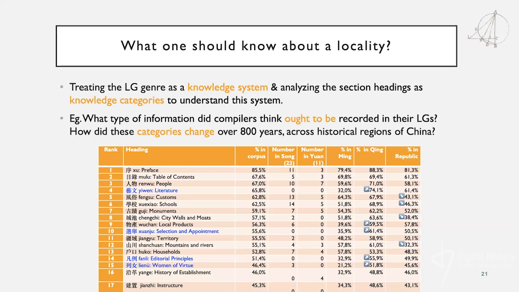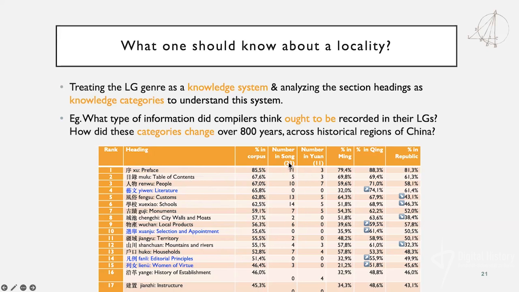So here in this table, I did a counting, of course not me, but the computers did a counting of different section headings and their proportion of appearance in the corpus of 4,000. And here I give you a percentage. So the preface appears in 85%, and the table of contents in maybe 67%. The people, the literature, the customs, schools, monuments, city walls, local products, and so here is a descending order.